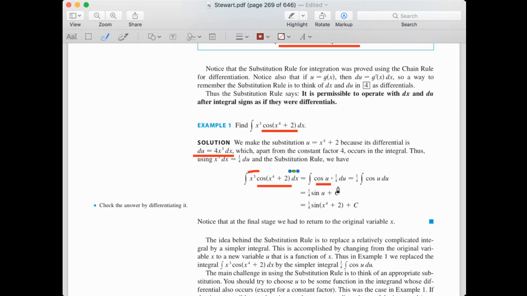Now the 1/4 we can pull out, so we have 1/4 times the integral of cosine u du. Nice. We know the antiderivative of cosine u is sine u. So a quarter sine u plus c. And u we write back in terms of x: u equals x raised to the 4 plus 2. So we get a quarter sine of x raised to the 4 plus 2, then add the constant term c to it. Any questions?